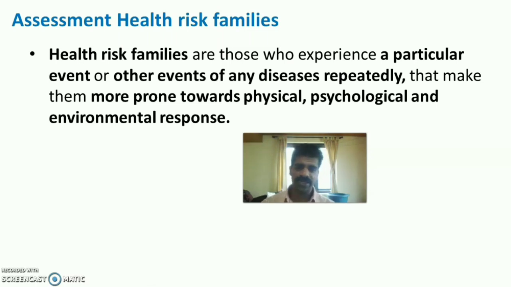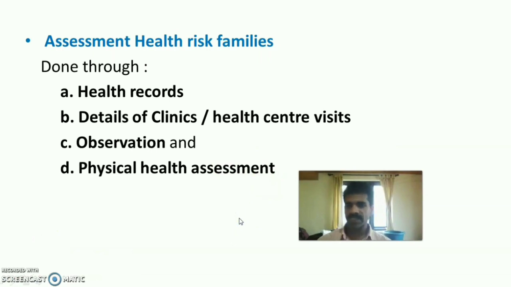Let us see how to assess the health risk families. Assessment of health risk families is done through scrutinization of the health records of the family members, details of their clinic or health center visits, the registers from the health centers or health clinics, then direct observation of the family members and physical health assessment of the family members. So these are some of the tools used to assess the health risk families, such as health records or reports, that is, health records or family folders of that particular family. Then details of the visits to clinics and health centers for regular services, then observation and physical health assessment of each family member.